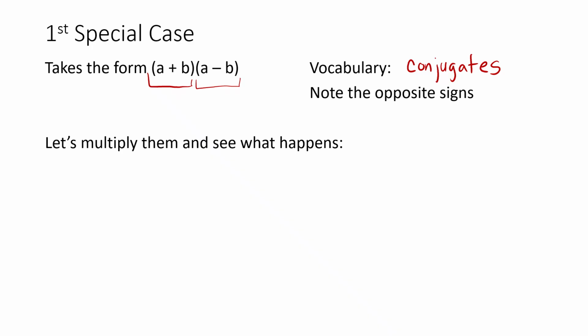And you really want to note the opposite signs. So conjugates are when you have the same terms essentially, except the second term will have opposite signs. So one will be a positive and the other will be a negative. Okay, and it'll always take that form.